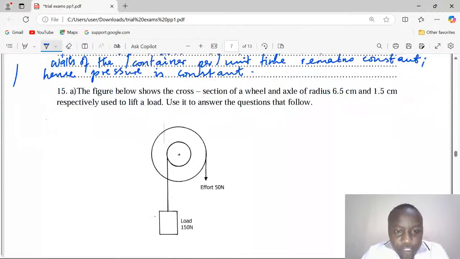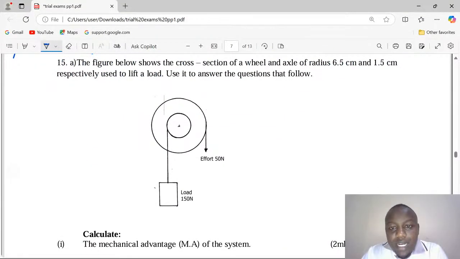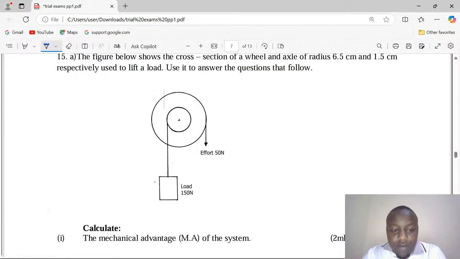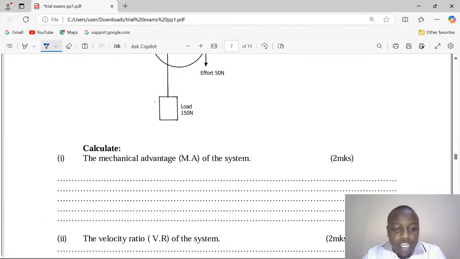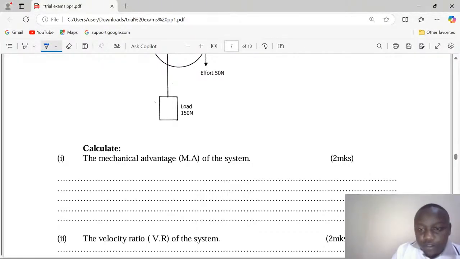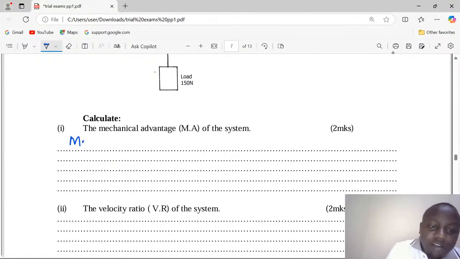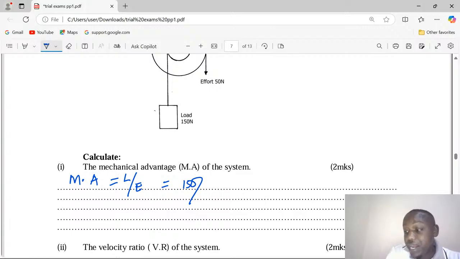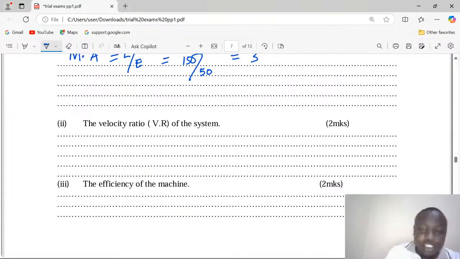The figure below shows the cross-section of a wheel and axle of radius 6.5 and 1.5 centimeters respectively, used to lift a load. Use it to answer the questions that follow. We are calculating part 1, the mechanical advantage. Being a ratio, it has no units, and it is a ratio of load and effort. So a load of 150 and an effort of 50 will give us exactly 3.